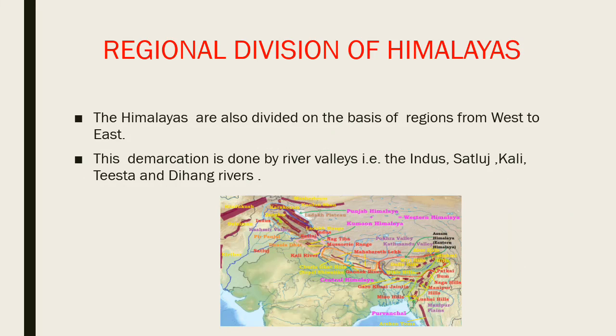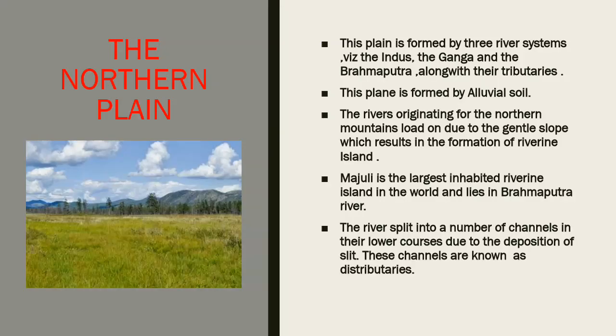Then, the regional divisions of the Himalayas. The Himalayas are also divided on the basis of regions from west to east. This demarcation is done by river valleys, that is the Indus, Satluj, Kali, Teesta and Dihang rivers. Then, the northern plains. The northern plain is formed by 3 river systems, viz. the Indus, the Ganga and the Brahmaputra, along with their tributaries. This plain is formed by alluvial soil.